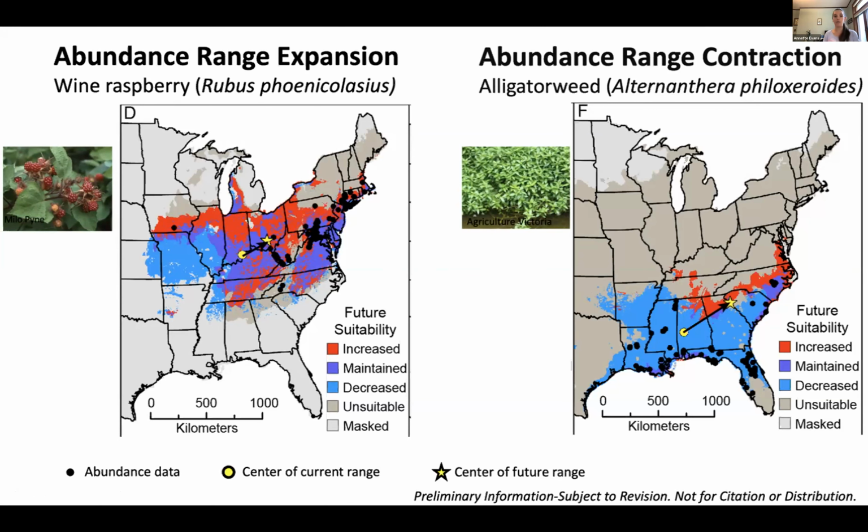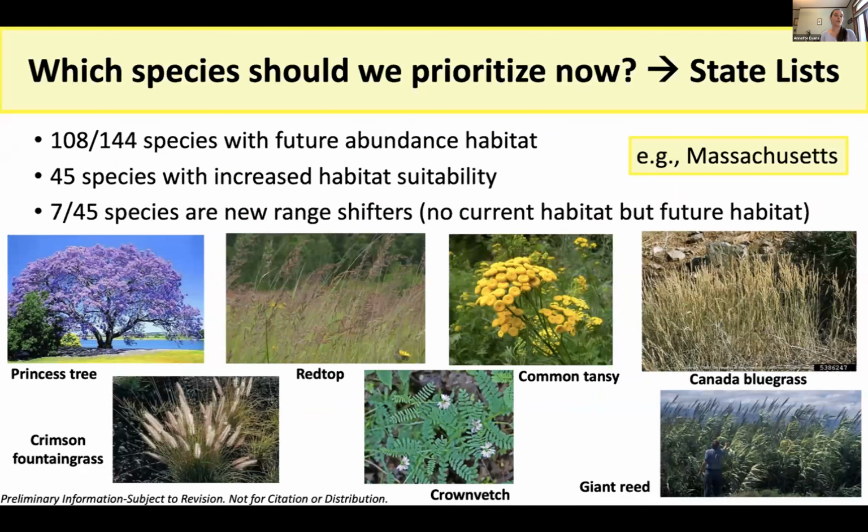So as I mentioned, we've got output like this for all of those species, but we've also created an alternative way to access the information from these species distribution models. And we've done that in the form of state lists. And so I'm going to use Massachusetts as a case study because that's where I'm based.